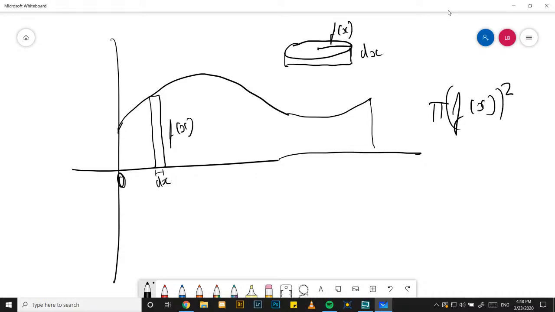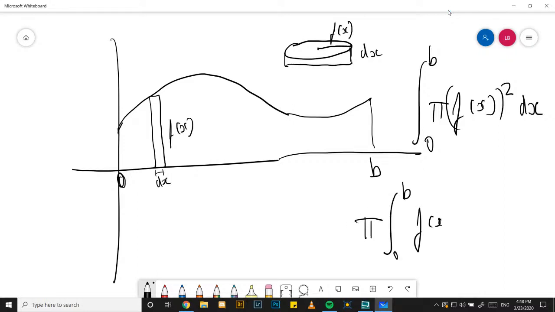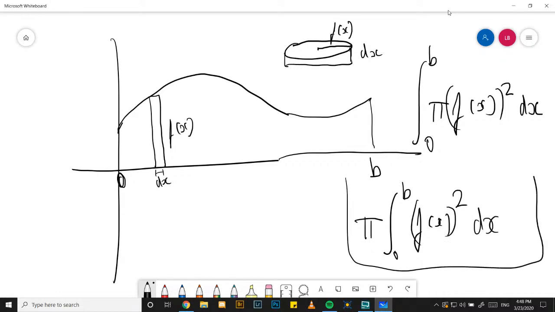times the height, which is dx. Then we have this cylinder here, but we have all of these cylinders going from 0 all the way to b, so we can integrate from 0 to b. If we simplify this, we get pi times the integral from 0 to b of f of x squared dx. And that's how you find the volume around the x-axis.